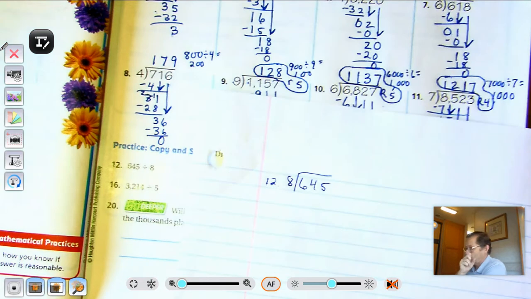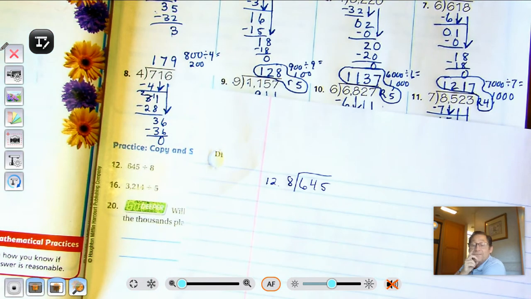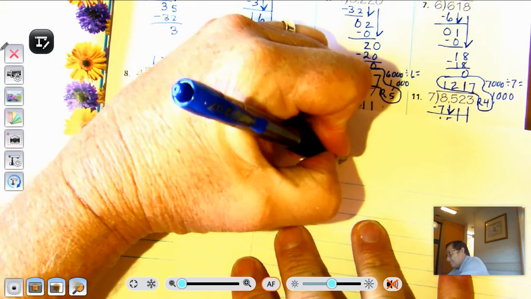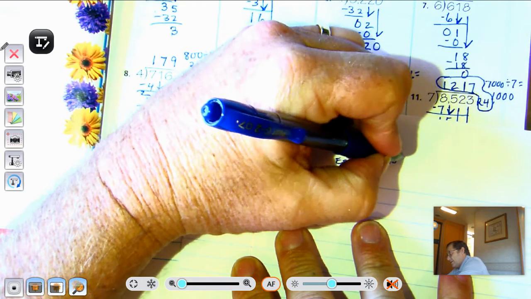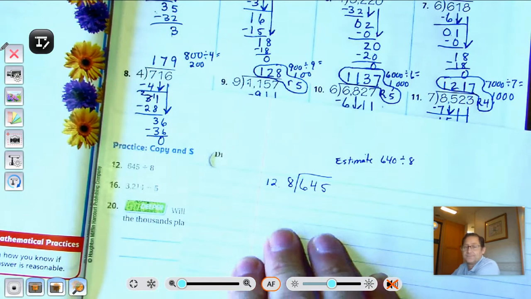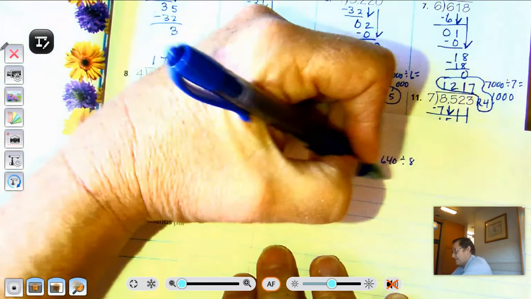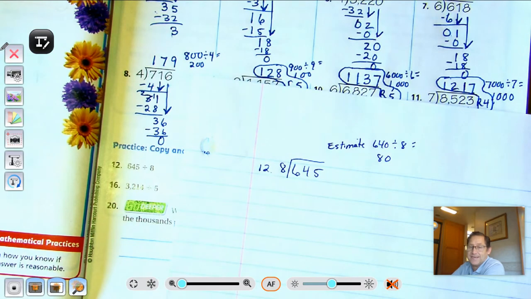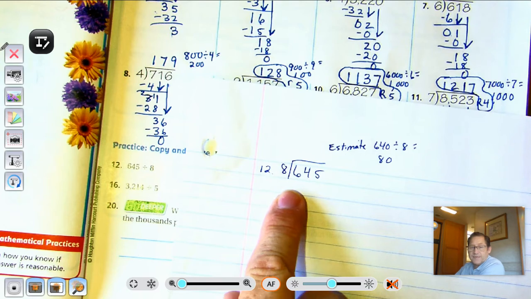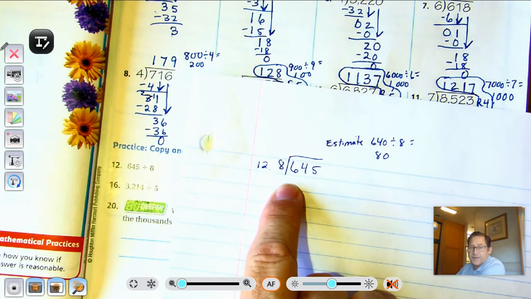All right, well, 64 is a multiple of 8, right? 8 times 8. So my estimate will be 640 divided by 8. 8 times 8 is 64, so 640 divided by 8 is 80. So that means I won't be able to place a digit in the hundreds place.